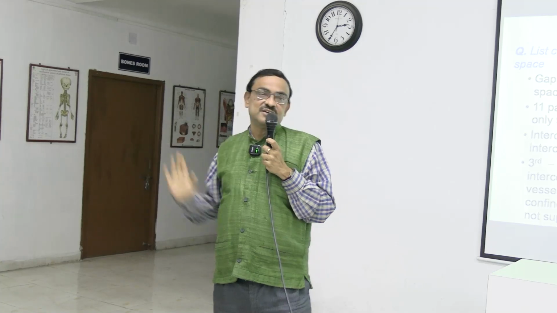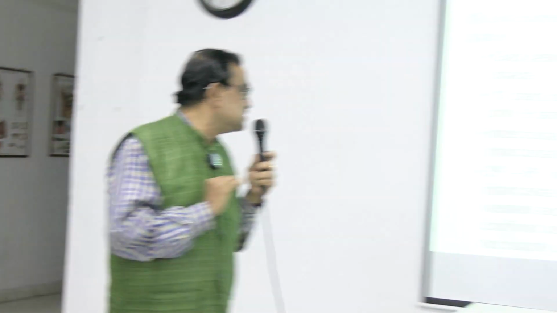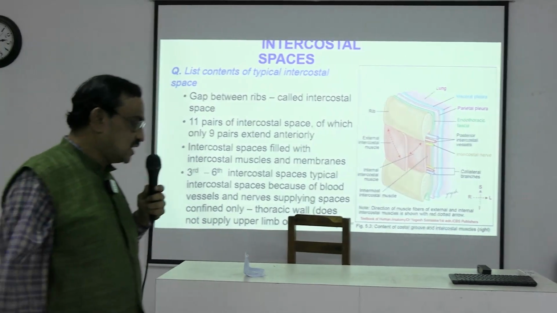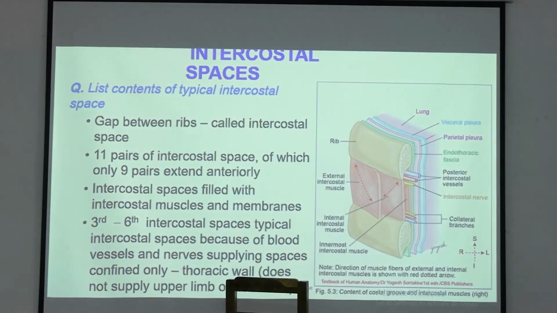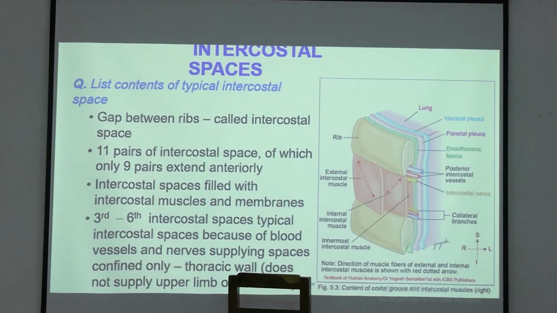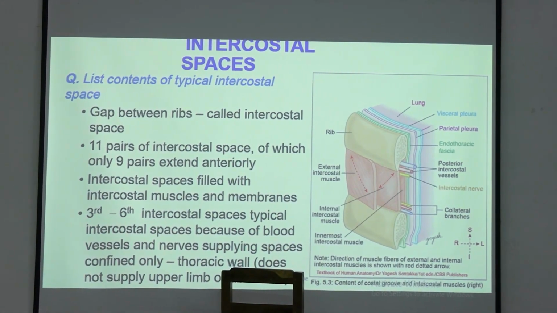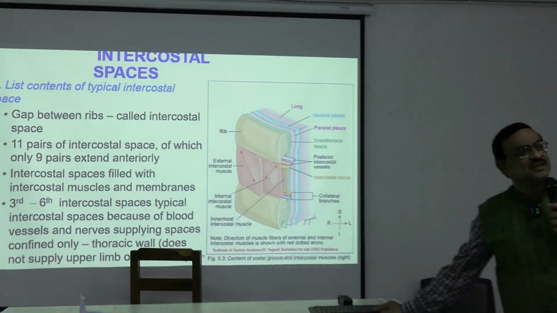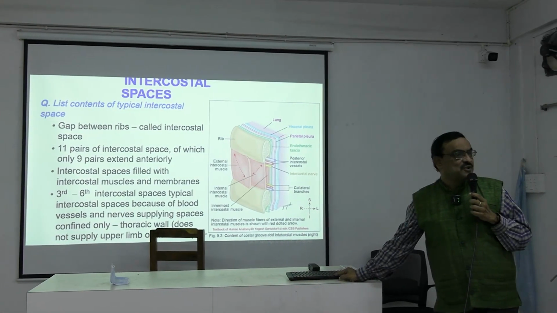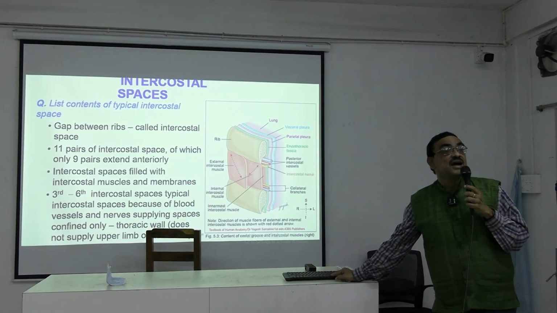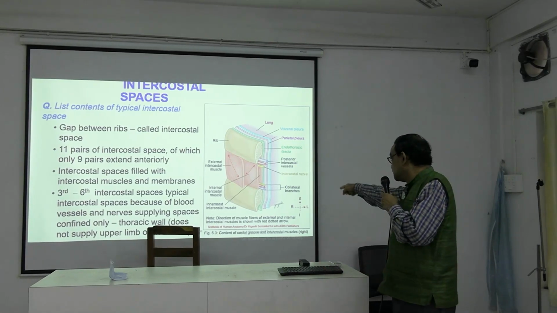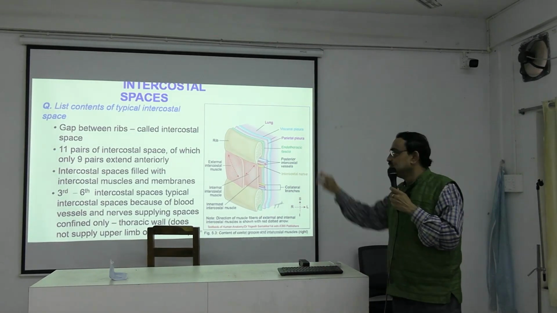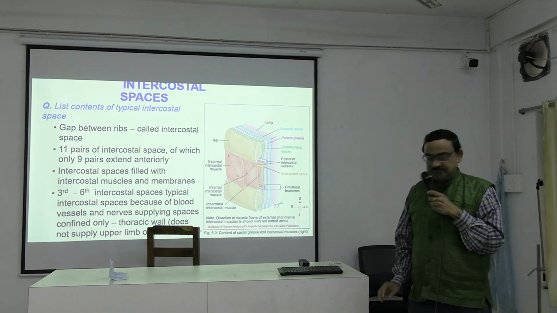So, typical intercostal space and atypical intercostal space. Now we will see the slides. So you can see here the 3rd to 6th intercostal spaces, typical, everything is also in your book. I want to clear your ideas. I am much more interested in these figures.